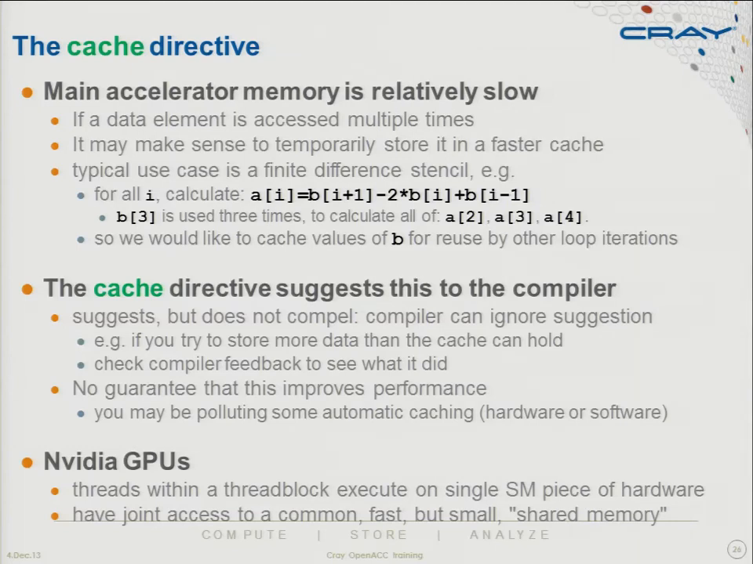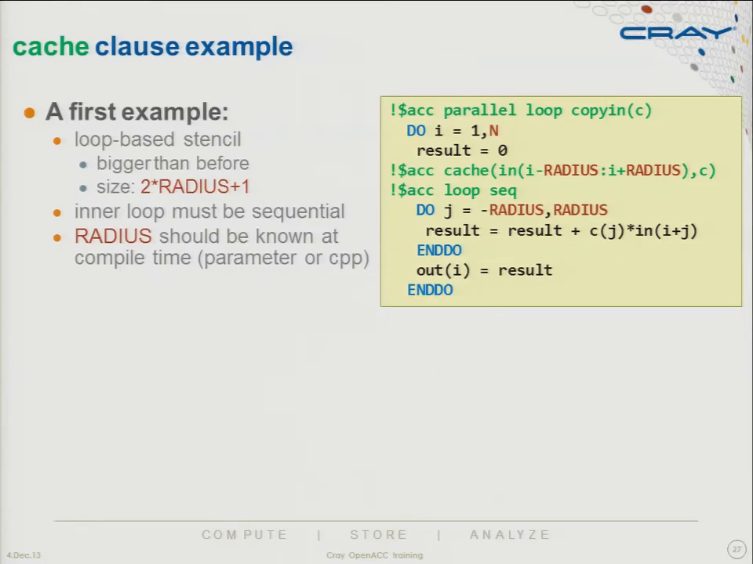Would that help? The cache directive is a way of saying it might help to reuse this data if you can. Unlike a lot of OpenACC, it doesn't tell the compiler to do it, it suggests it. The compiler may ignore what you say, for good reason or for bad, because even if it does respect it, there's no guarantee the performance actually improves. So what would I do?